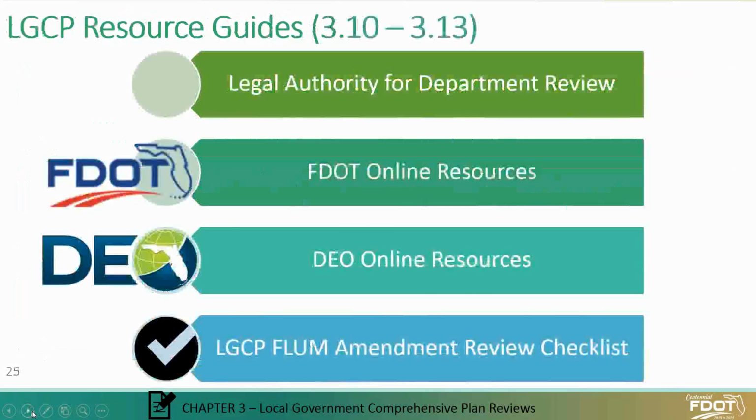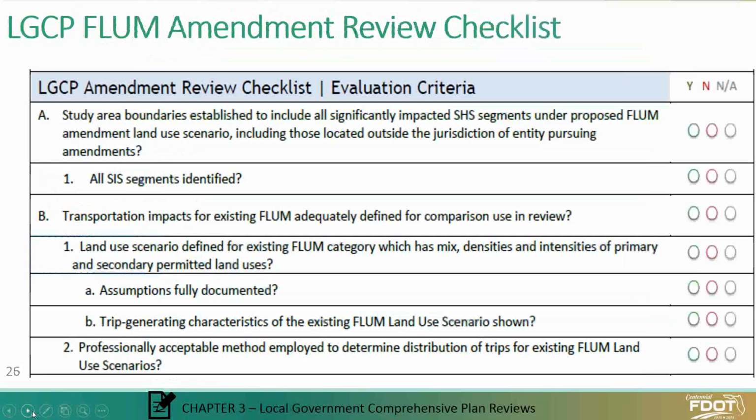Now, at the end of Chapter 3, you're going to notice that there are several resource guides. These resource guides are available as additional aids to help you understand certain topics in regard to legal authority. For example, what is the legal authority to look over future land use map amendments? What is the legal authority to look at transportation concurrency, things like that. Resource guides also talk about different online resources available through DOT and DEO regarding plan amendment review. And finally, we're going to have a checklist to go over what's called future land use map amendments.